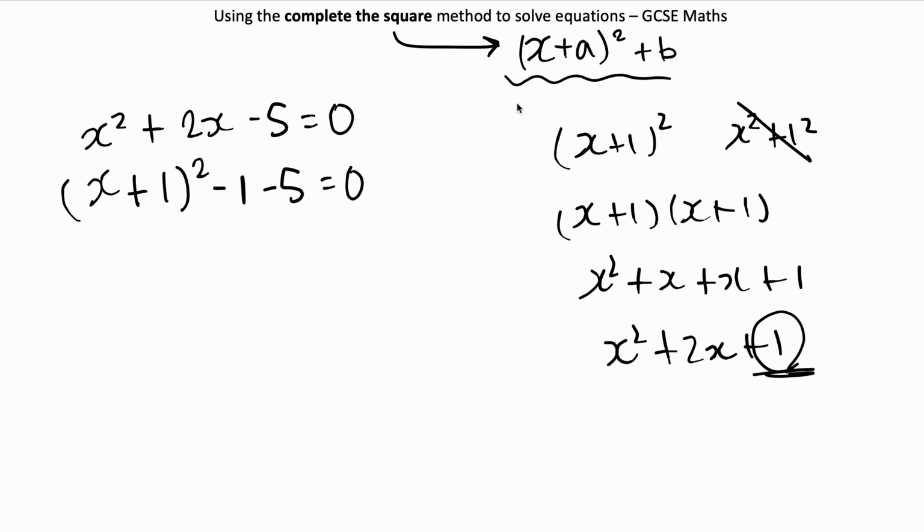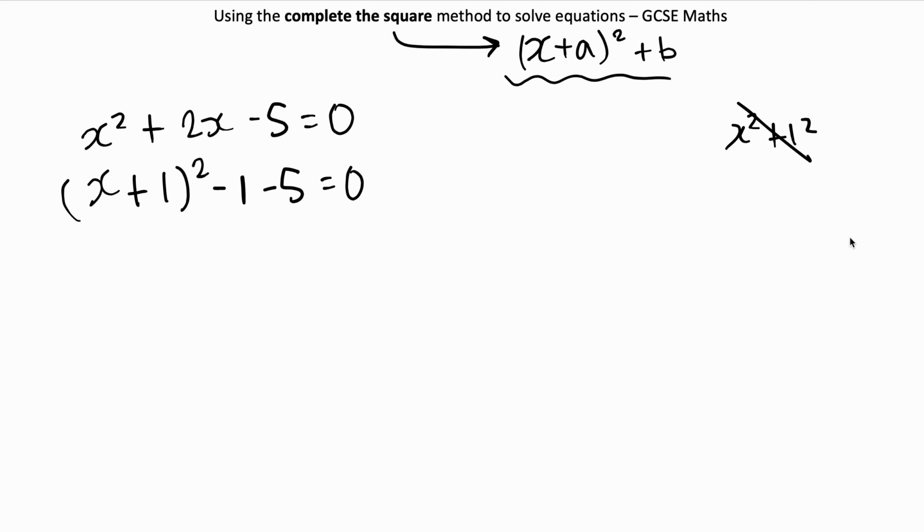Anyways, I'll just make a brief little summary. And let's continue. So once we have put this into the complete the square method, there's actually one more thing we can do. Minus 1 minus 5 simplifies to minus 6 equals 0. So now we've put it in the complete the square form. Now it's just a matter of solving the equation.